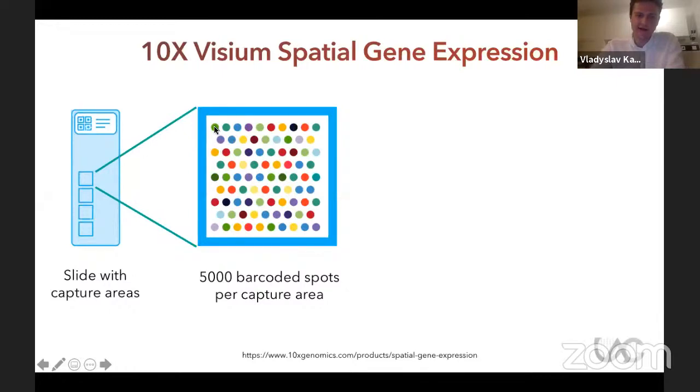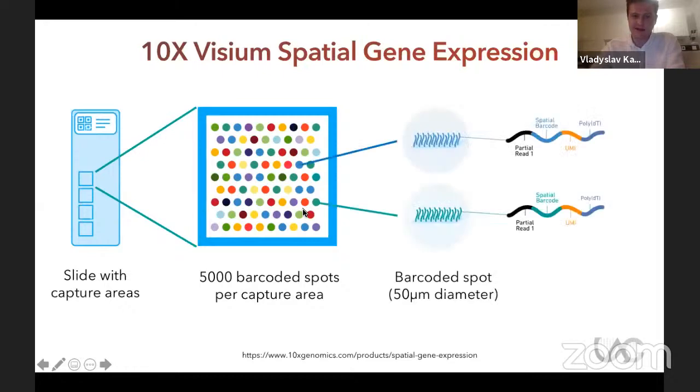So that means that you will have on the capture area a lot of dots that are marked inside, in the amount of 5,000 per capture area. These dots, as you can see, contain a lot of primer sequences looking out of the dot, and that carry a special barcode sequence, the UMI sequence, and the polyDT sequence. So as you see, it sounds a little bit familiar to what we saw before, but the only difference to the 10x suspension based workflow is that you don't have any beads here. You have just dots that have a lot of primers sticking out of the dot.